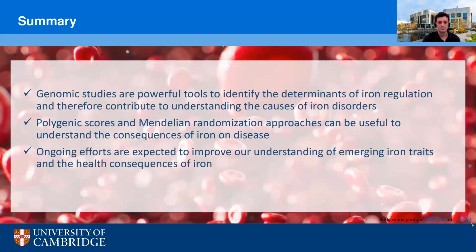So in summary, genomic studies are powerful tools to identify determinants of iron regulation and contribute to understanding the causes of iron disorders. Polygenic score and Mendelian randomization approaches can be useful to understand the consequences of iron on disease. And finally, there are ongoing efforts that are expected to improve our understanding of emerging iron traits, such as hepcidin, and the health consequences of iron.